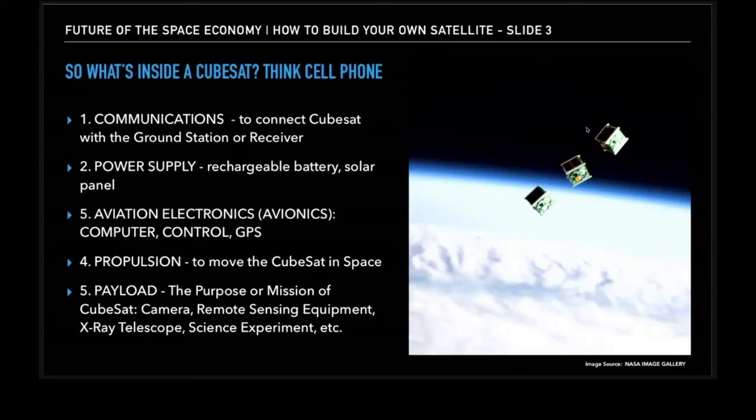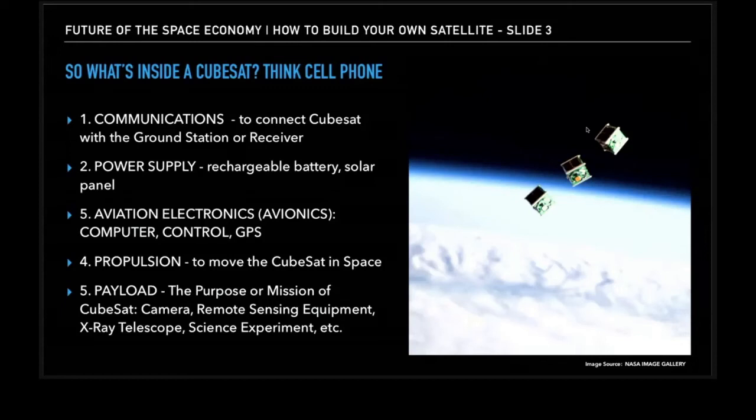Fourth, when you switch your phone to vibrate mode, there's something in the phone that helps it to vibrate or move. Same with a CubeSat. There's some propulsion engine inside that allows it to move in space so it can go into the right orbit, or for example, face the solar panels to the sun. Or if there's a camera, it will allow it to point in the right direction.